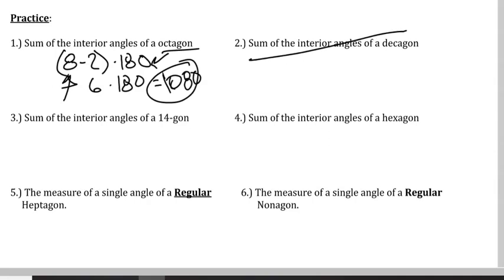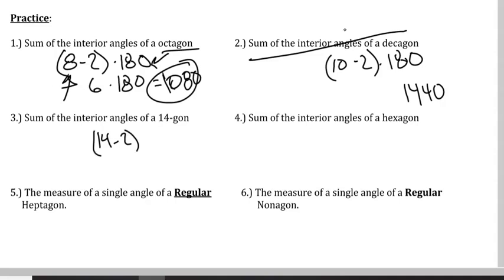What is the sum of the interior angles of a decagon? Decagon is 10. 10 minus 2, that's my formula, times 180. 8 times 180 gives me 1440. If you made a 10-sided figure and you wanted to add up all the interior angles, you would end up getting 1,440 degrees. How about a 14gon? You're figuring this out. 14 minus 2 times 180. 12 times 180. 2160.